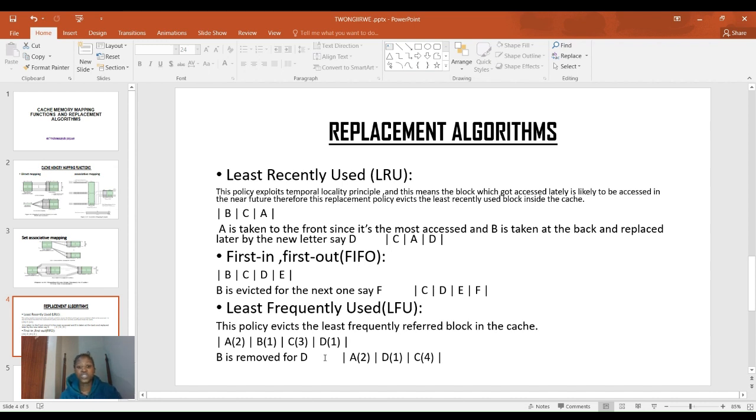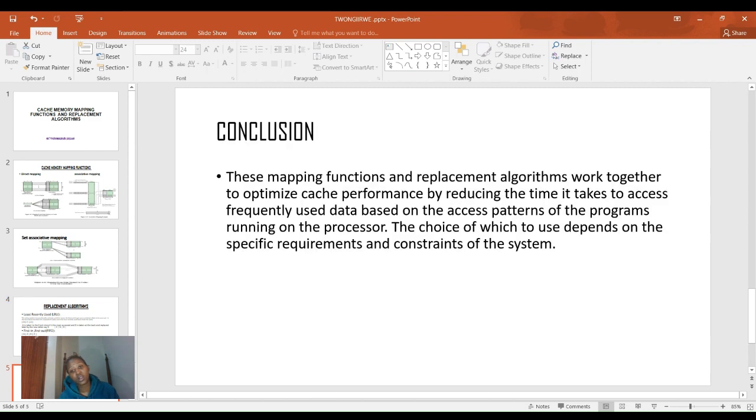Then for least frequently used, LFU, this policy evicts the least frequently referred to block in the cache. The frequency is recorded every time, and is shown on each block. D and B have the same frequency, so I have to evict B so that I remain with D, since B was the first to be there. I just remove the one that entered first. That is all about the replacement algorithms.